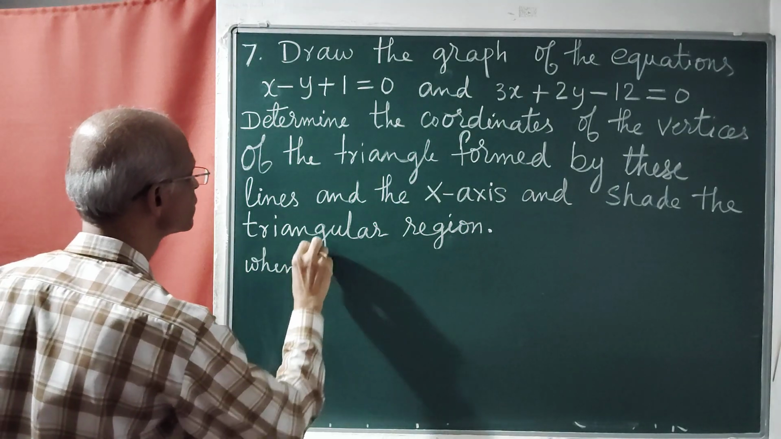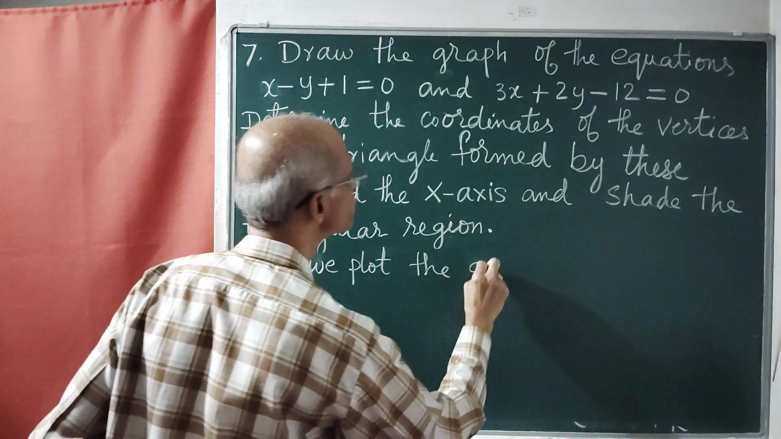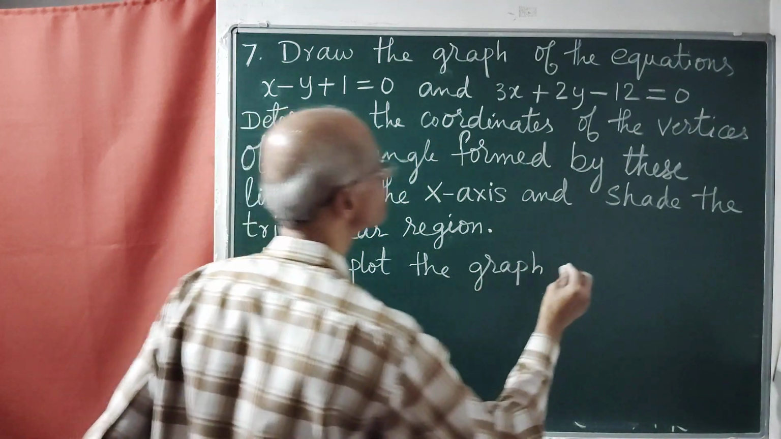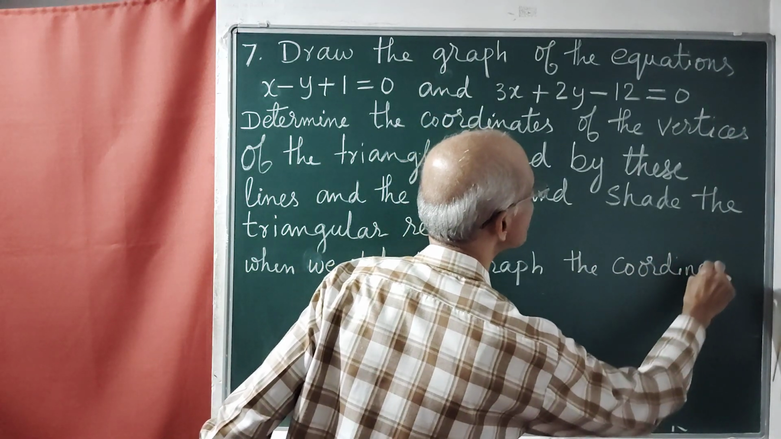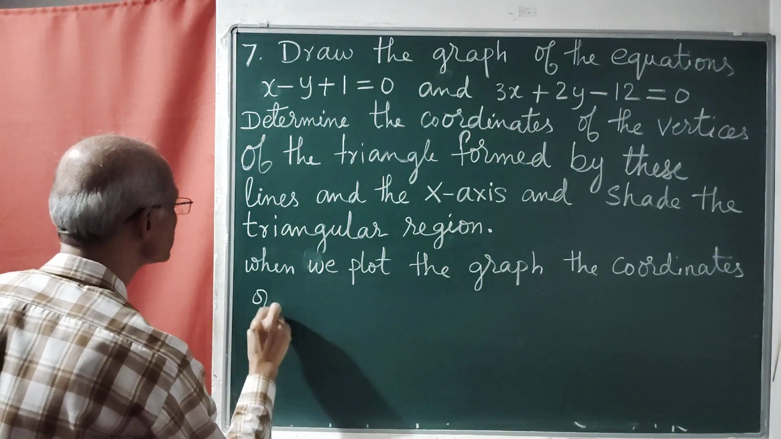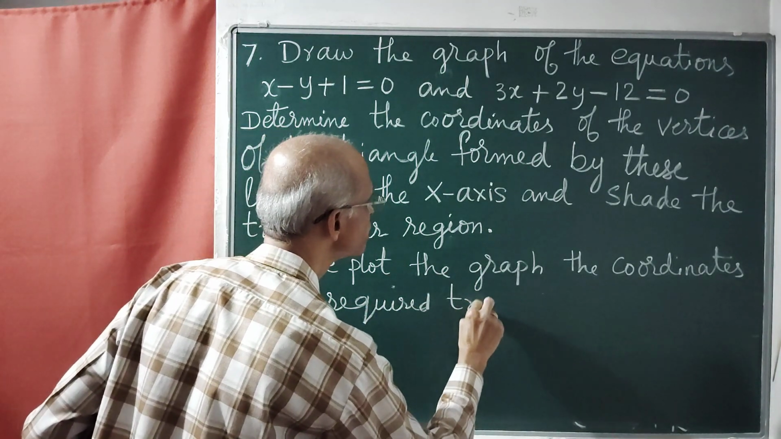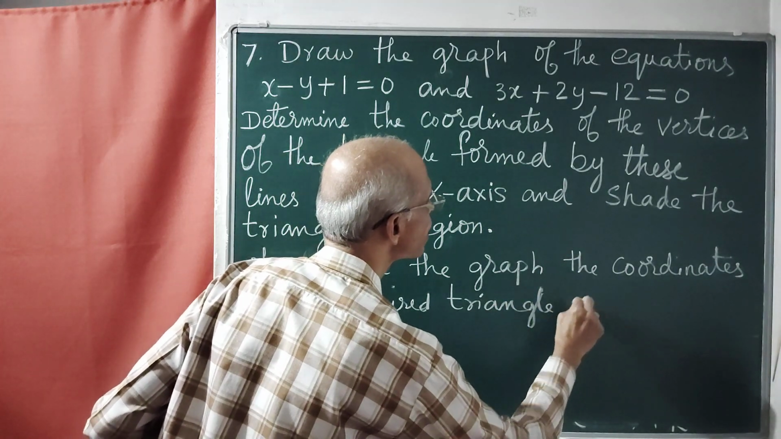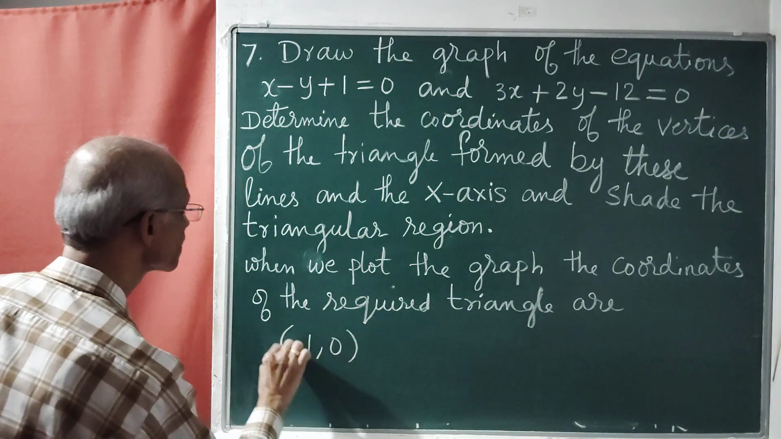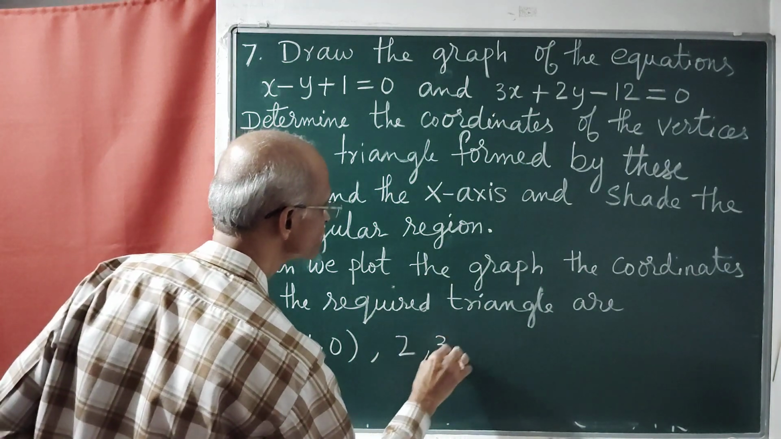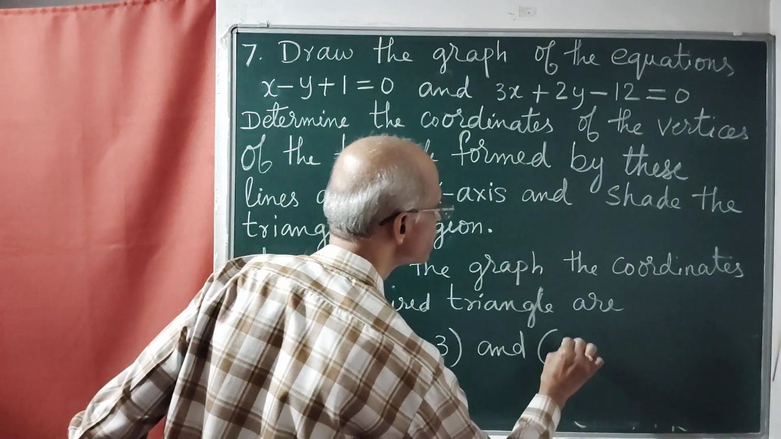When we plot the graph, the coordinates of the required triangle are minus 1, 0, 2, 3 and 4, 0.